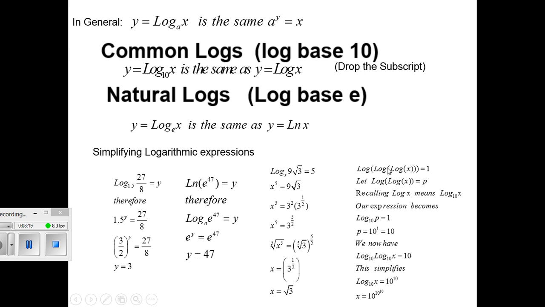Let the whole inner expression, the log of the log of x, just be p. So then what we have is just the log, and of course log with no subscript is log base 10. So this is log base 10 of p equals 1, which immediately you translate to say 10 to the first is what p is, which is 10. So now we've determined that p is 10.